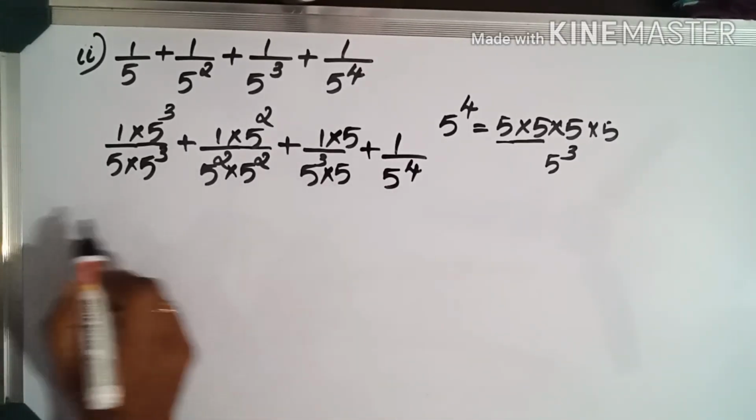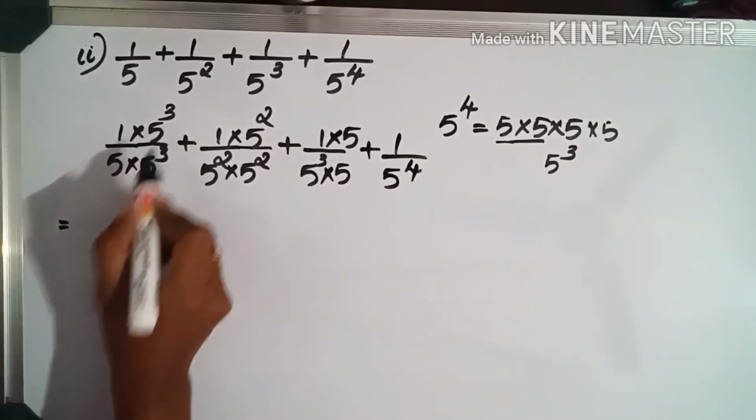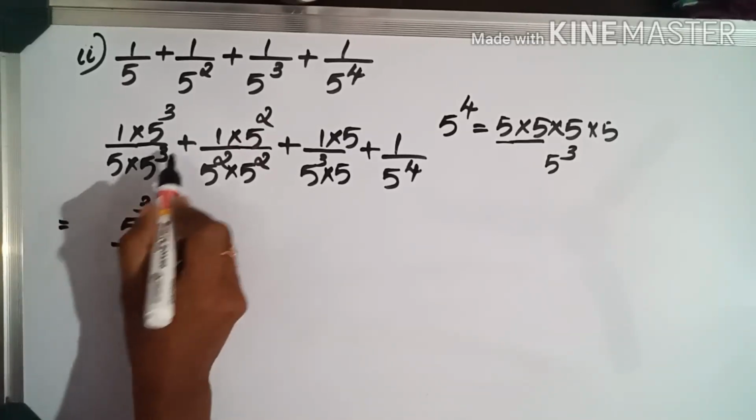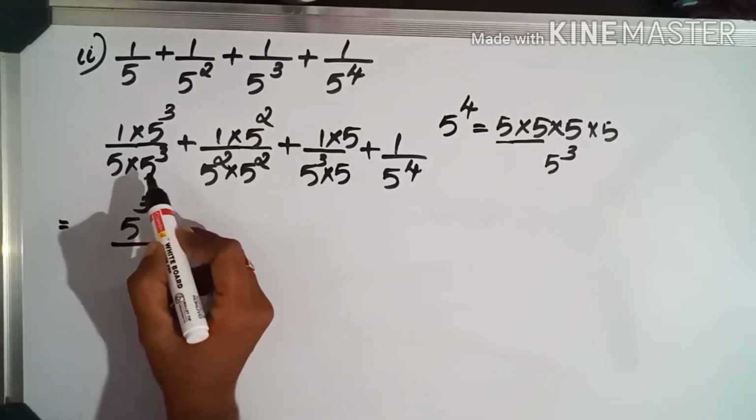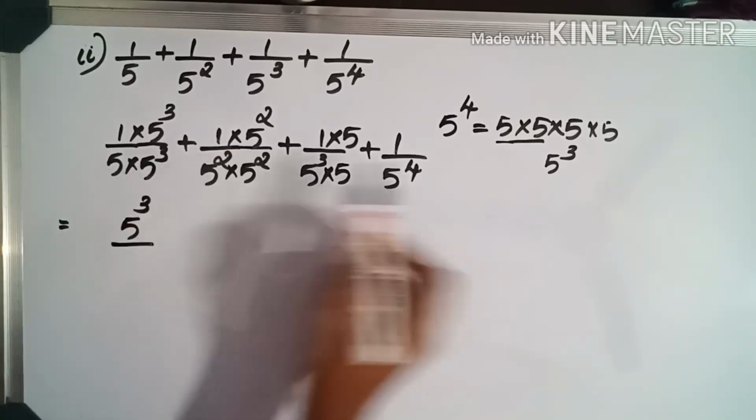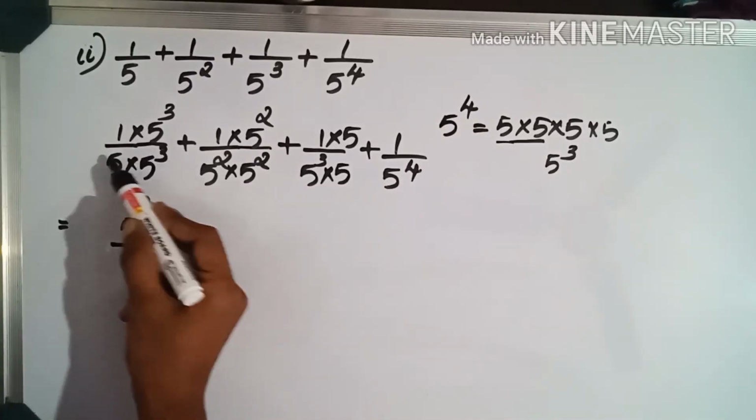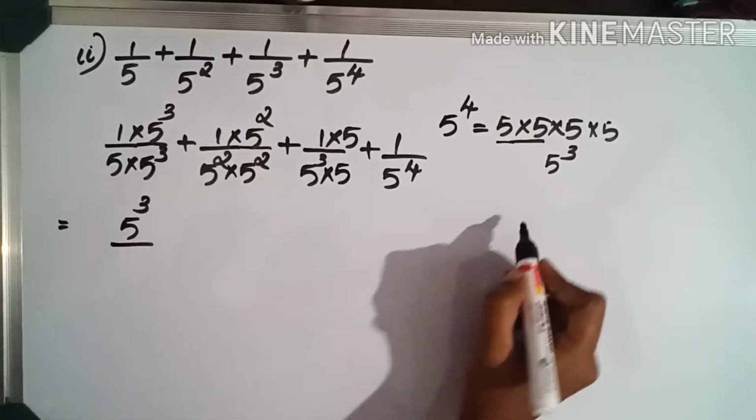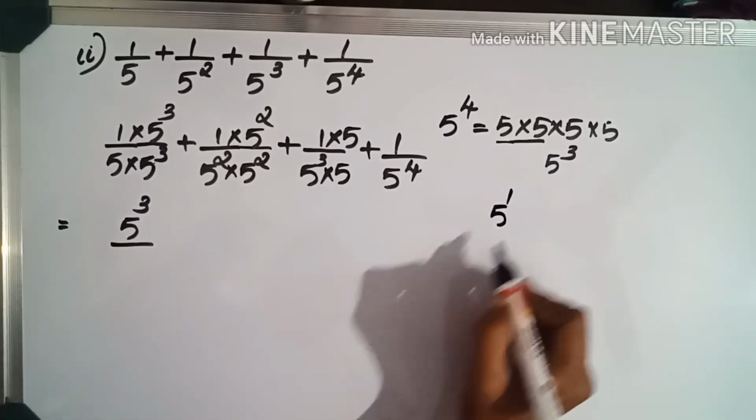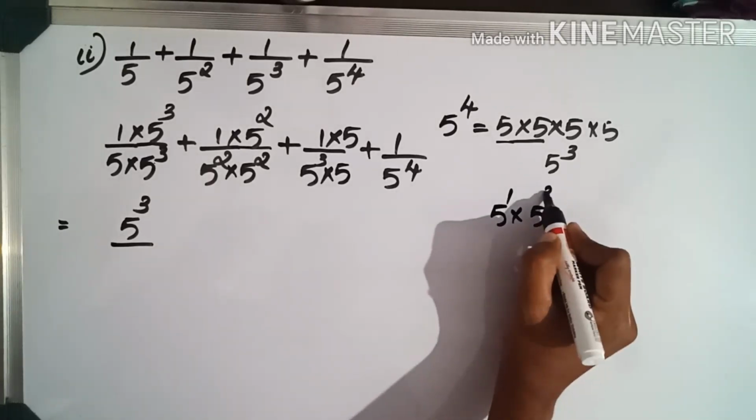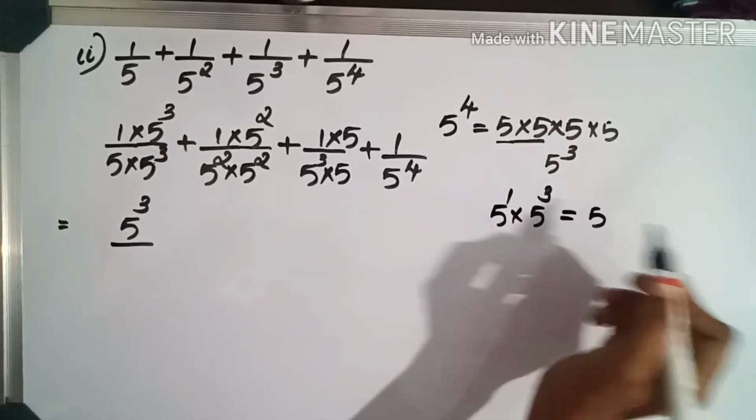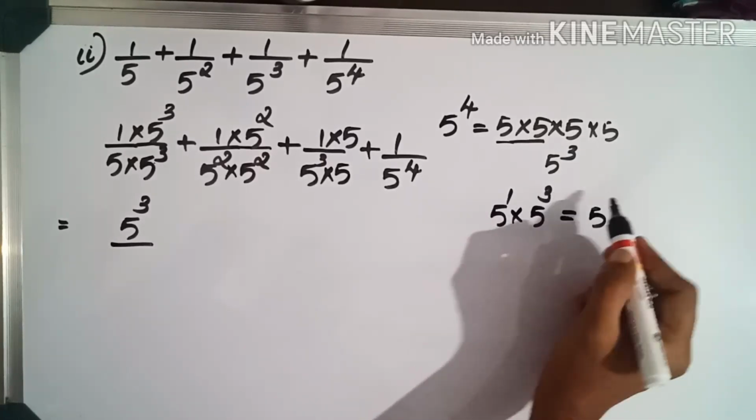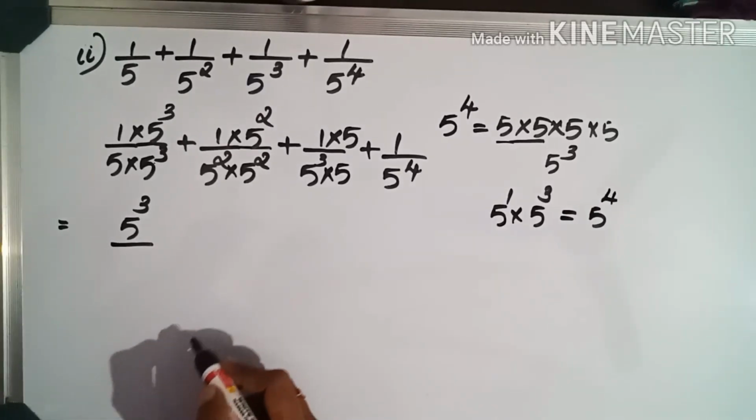Next we need to simplify this. That is 1 into 5 cube, that is 5 cube, by 5 into 5 cube. 1 5 and 3 5s, so total it is 5 raised to 4. Only the powers need to be added. 5 is 5 raised to 1, into 5 cube, the answer will be 5 with the powers summed. So 1 here, 3 here, total 4. 5 raised to 4 will be the answer.